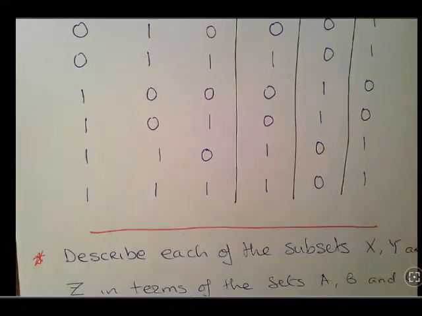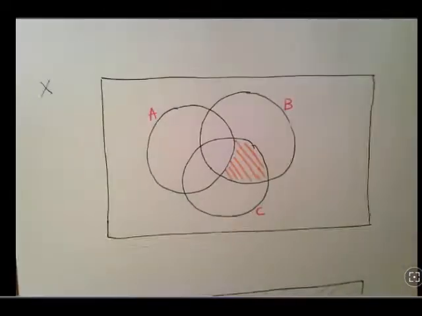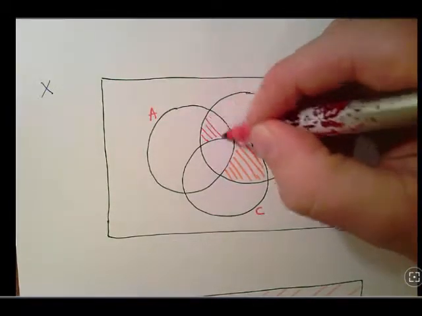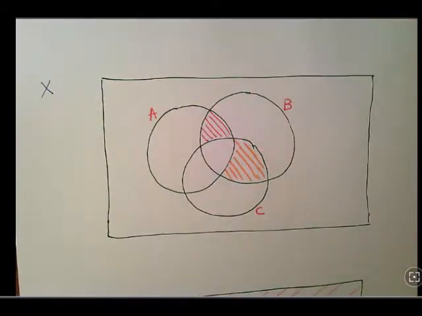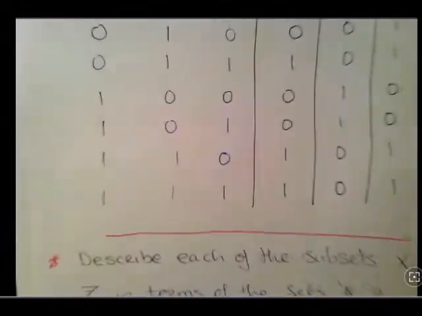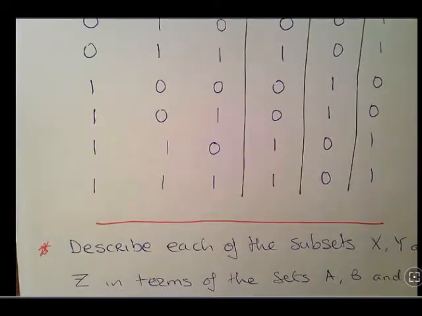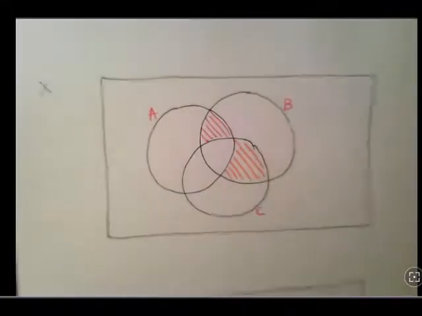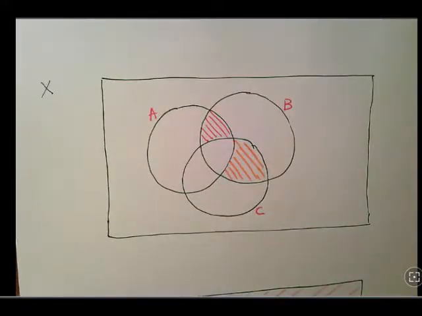Okay, so let's go on to the next one there. A and B. So this is it here. So it's in A and B, but not C. I'm going to use red pen in this particular instance, so it's this region here. And then finally, the last entry is this one here. It's in the intersection of all three, the 1, 1, 1 region, which is the region encapsulated by A, B, and C simultaneously.